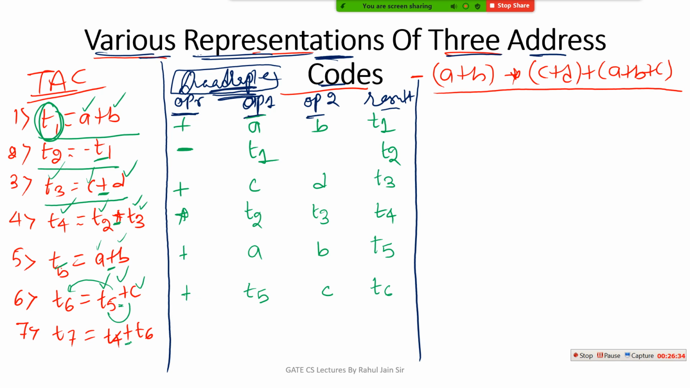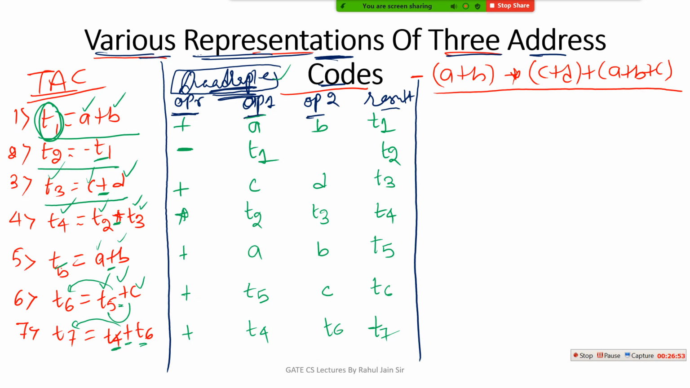And the next one is the addition symbol here, and we are adding T4 and T6, and we are storing the value of T4 plus T6 in T7, so T7 should be there. So guys, this is the quadruple representation of 3 address code. Is it clear to everybody?